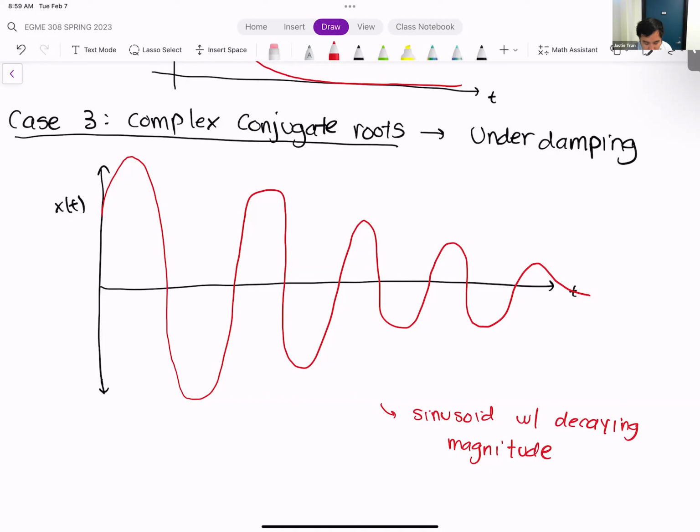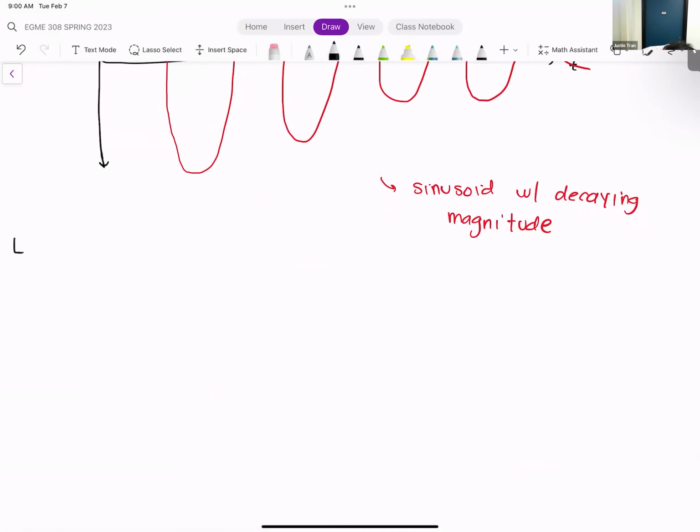Okay, so let's apply these in an example. Like I mentioned before, mass spring damper systems are used to model a lot of physical systems. One great example of this is the suspension system in your car, or the suspension system in a motorcycle. If you're not familiar with what the suspension system does, another name for it is the shock absorbers.